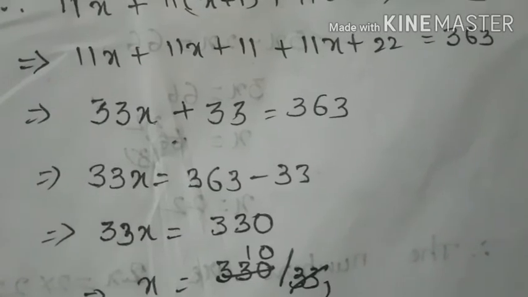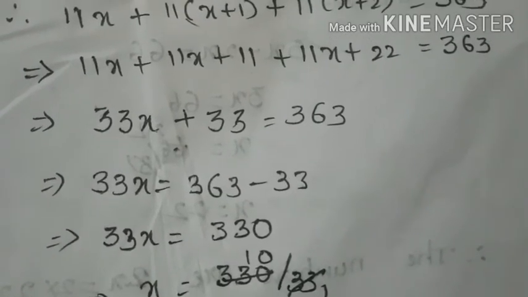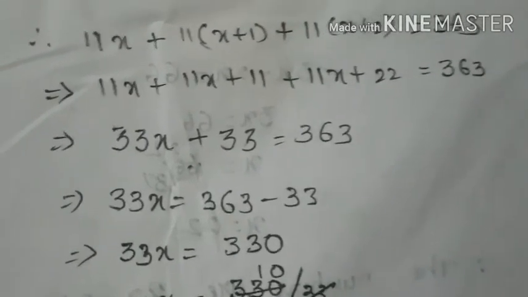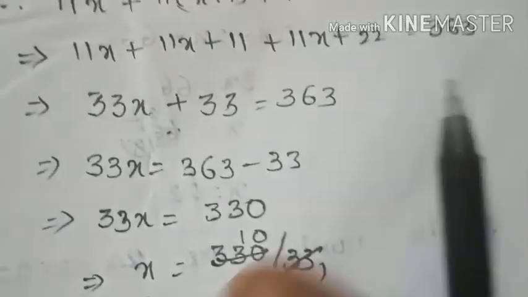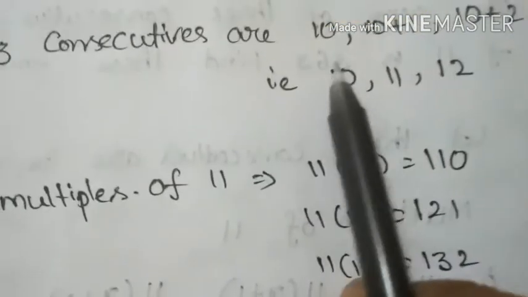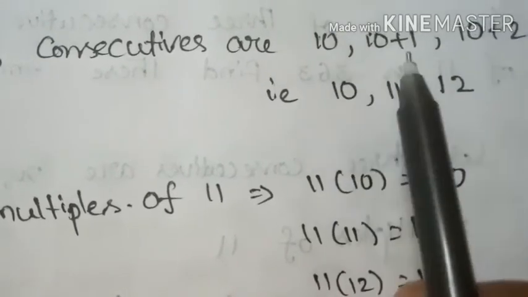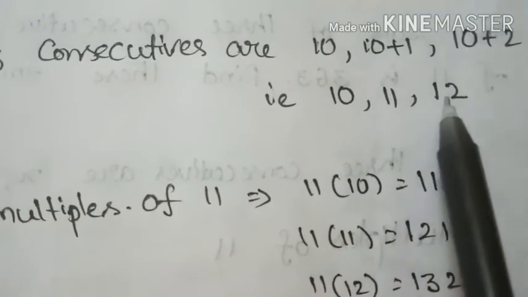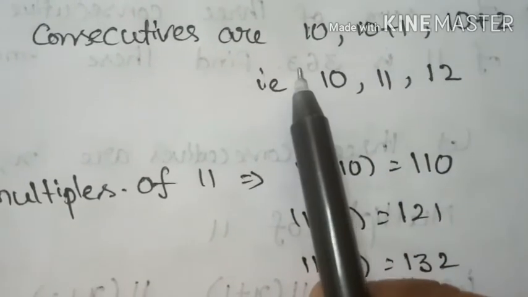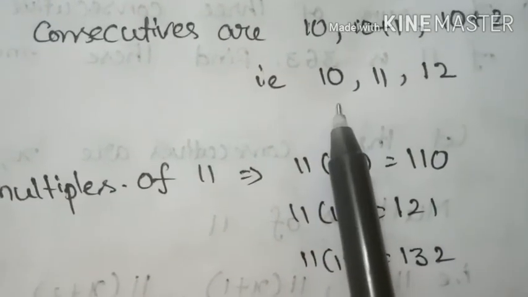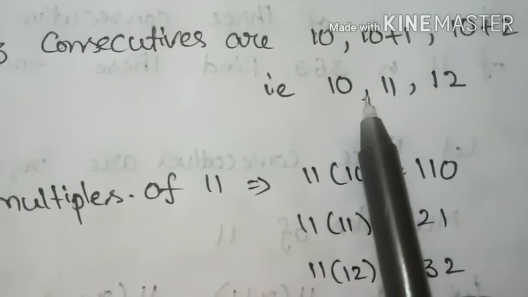We got the x value only, but the remaining values, that means the three consecutives, we only got one consecutive. What are the remaining? x plus 1 and x plus 2. That is 10, 10 plus 1, 10 plus 2. So 10 plus 1 is equal to 11, 10 plus 2 is equal to 12. These are our consecutives, not the multiples of 11.